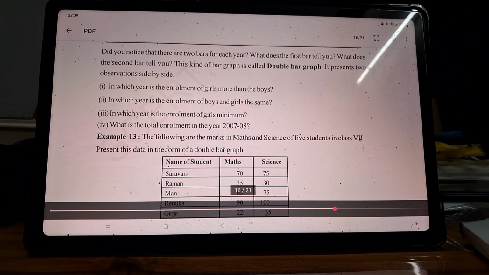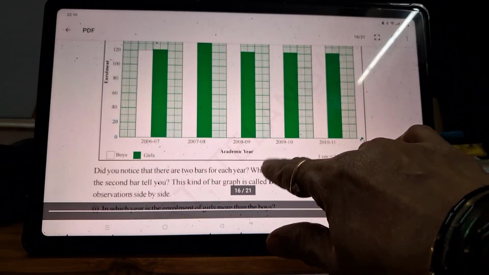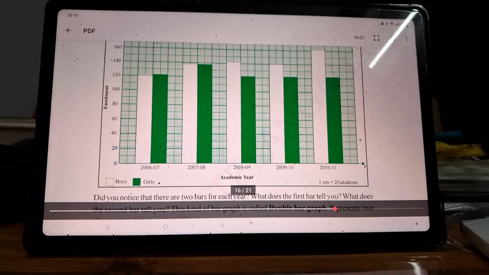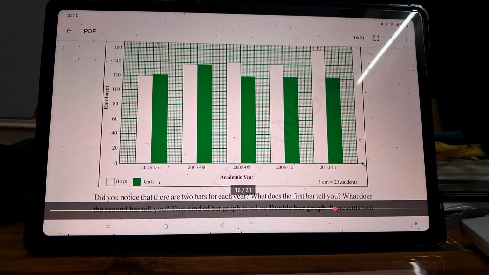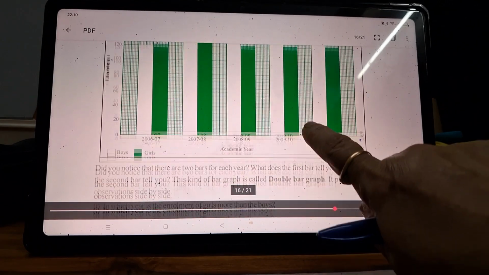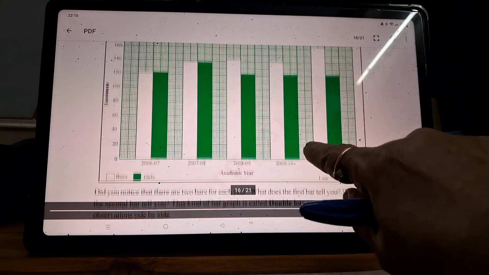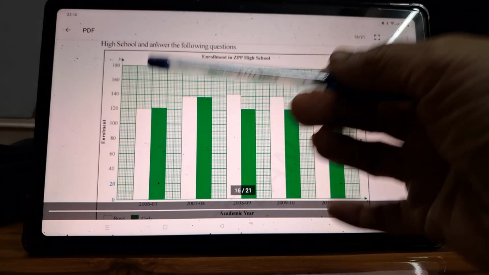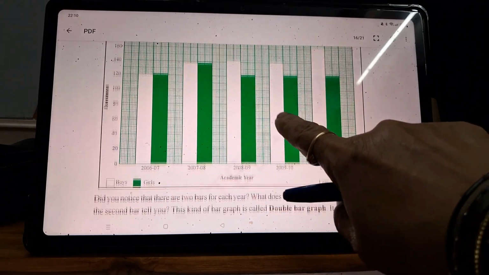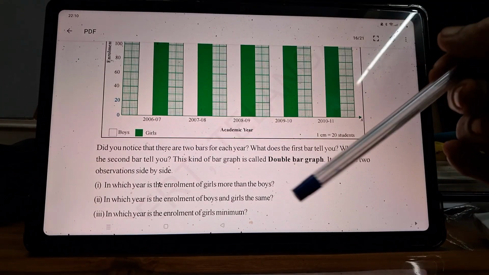In which year is the enrollment of girls more than boys? So let us see here. See, green is girls, boys is white. Now the question is, in which year is the enrollment of girls more than boys? Where green is a little bit more. So in which year is it? It is nothing but 2006, 2007.